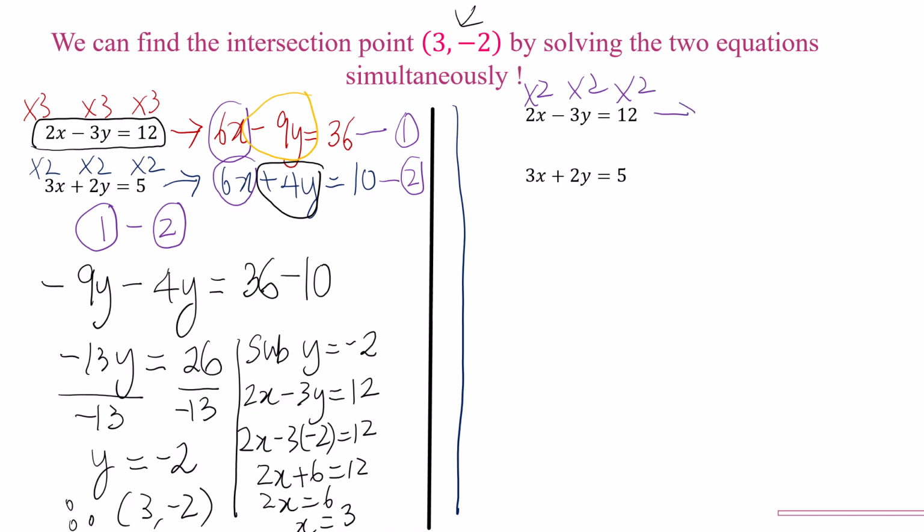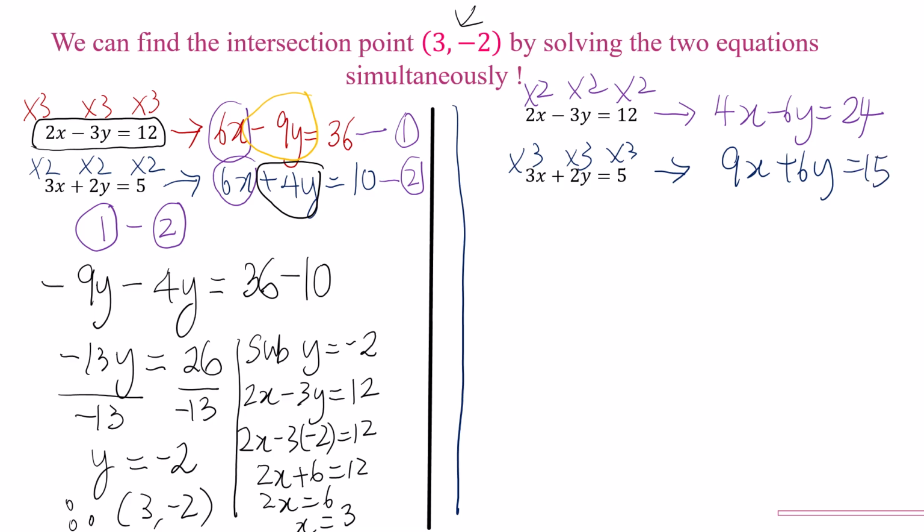so that I can form a new equation, which is 4x minus 6y equals 24. And for the second equation, multiply every term with 3 to form a new equation, which is 9x plus 6y equals 15. Okay, so I'm going to call this equation 1 and this equation 2.